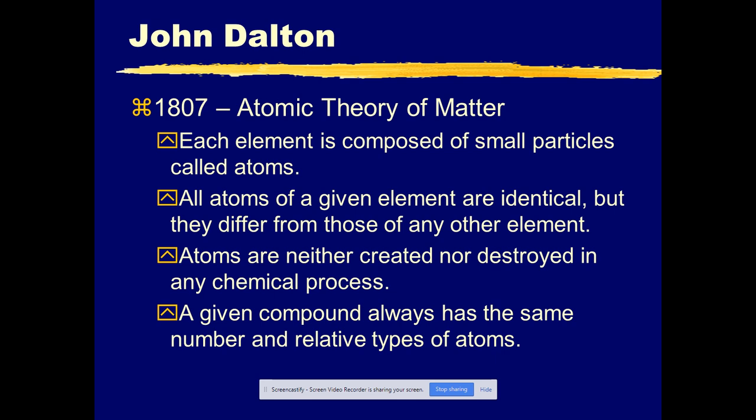And finally, a given compound always has the same number and relative types of atoms. Well, this would explain the law of constant composition, which we saw before. If matter consists of atoms that are always the same, then it would make sense why the percentage by mass is always going to be the same.